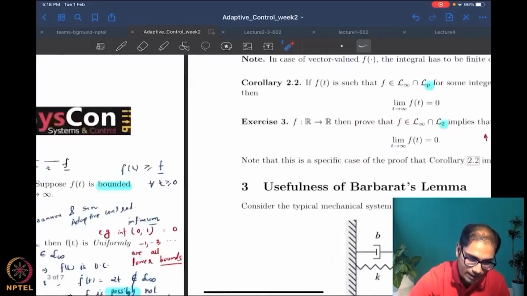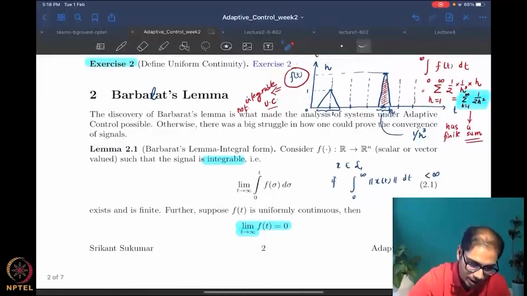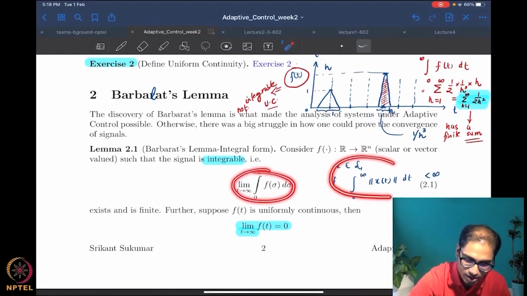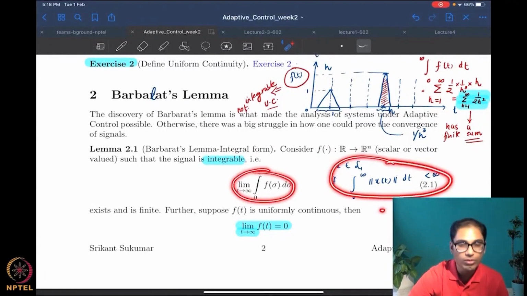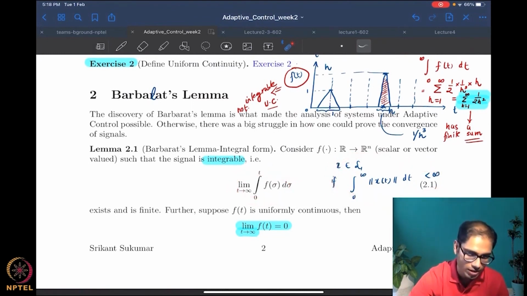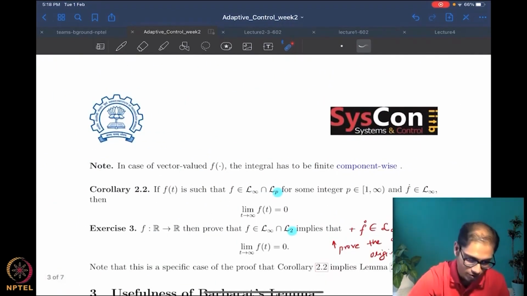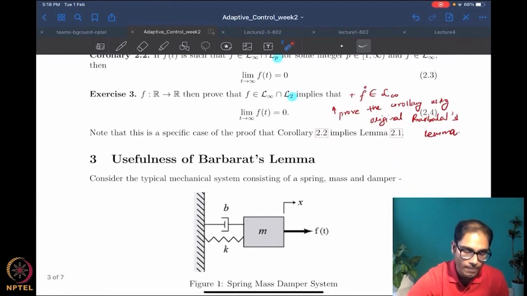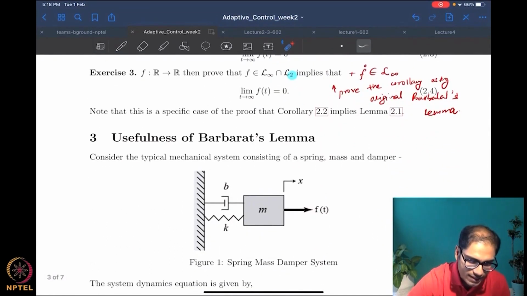If you remember, I already said that this integrability condition has some similarity with an L1 type condition. So you sort of have to use a similar idea here. That's the hint for this exercise. Now let's see how one might use Barbalat's lemma.